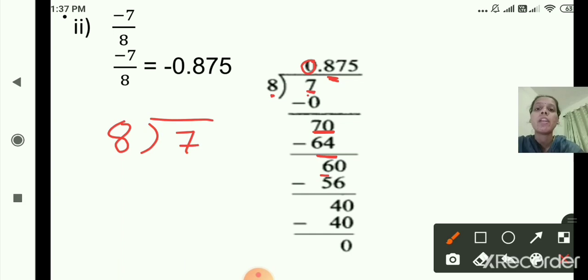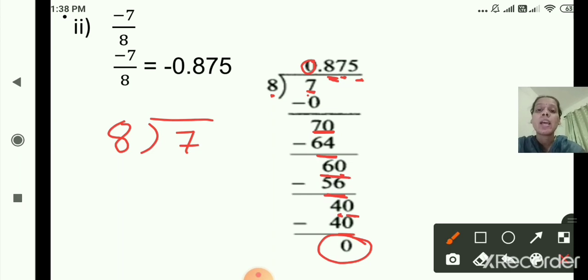Now this 6 we can divide by 8? No. So again we will write here 10. Now it becomes 60. Now divide this 60 by 8. 8 7s are 56, as you can see here. So 60 minus 56 is 4, right? Now again 4 we cannot divide by 8, so we'll add here 10. Now it becomes 40. Now 8 5s are 40. So what is the remainder? Yes, the remainder is 0. So this is also terminating decimal form, right? So this is about the second sum.